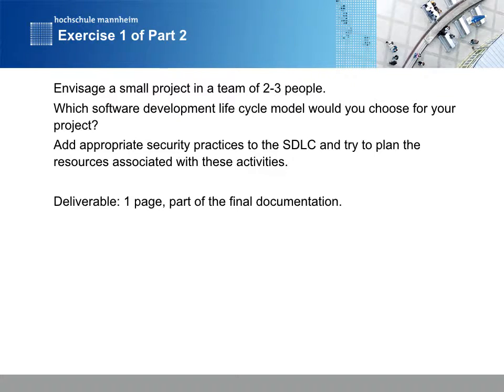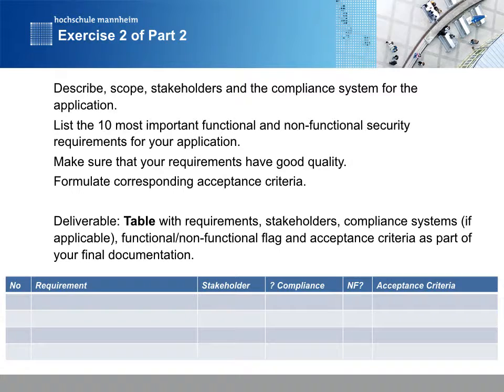Here's the question. Okay, next. Describe the scope, the stakeholders, and the compliance system for the application, whether there are compliance requirements for your scenario. So the scope, the setup, stakeholders, and compliance system. List the 10 most important functional and security requirements for your application, functional and non-functional. Make sure that your requirements have good quality and formulate corresponding acceptance criteria.